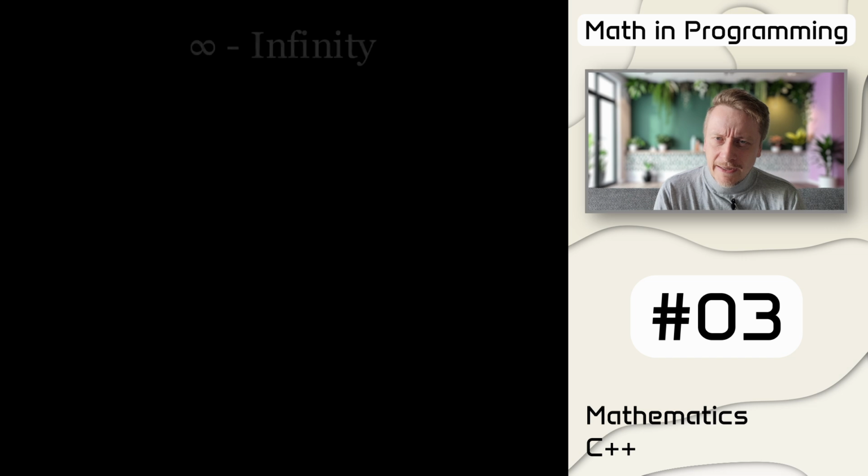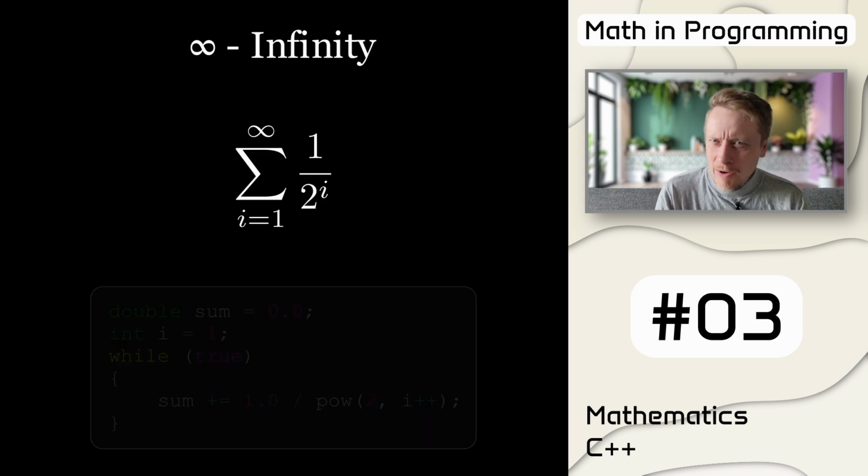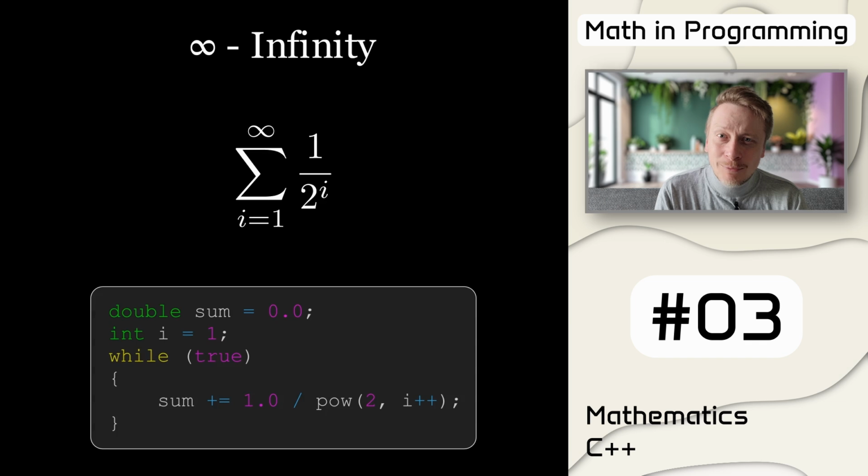Let's talk about infinity. In math, infinity shows up in things like infinite sums, limits, or processes that never stop, like dividing numbers smaller and smaller forever. In programming, we express this using infinite loops. Loops that run endlessly unless we explicitly tell them to stop.